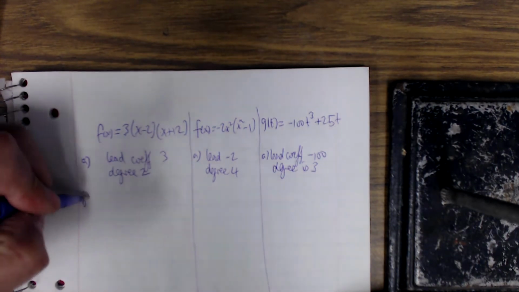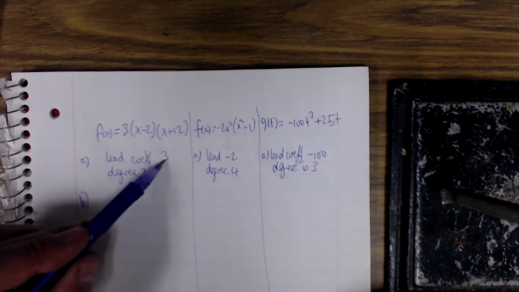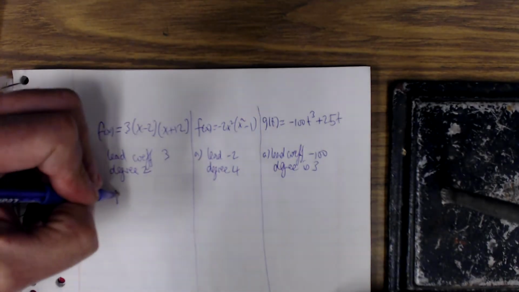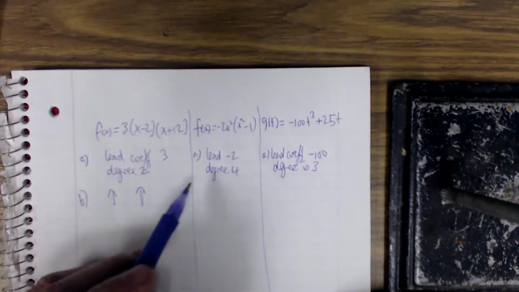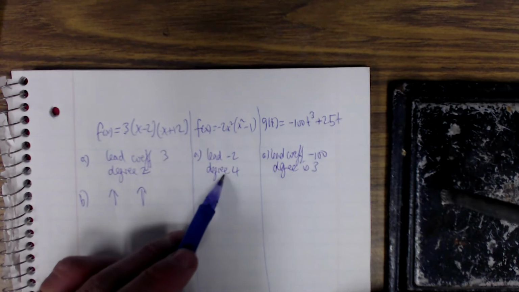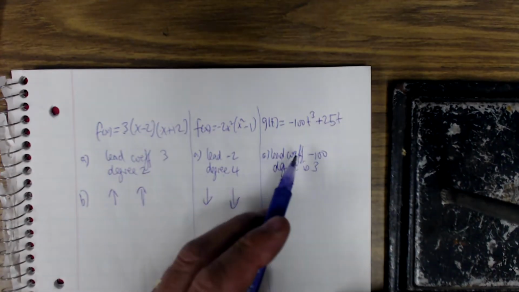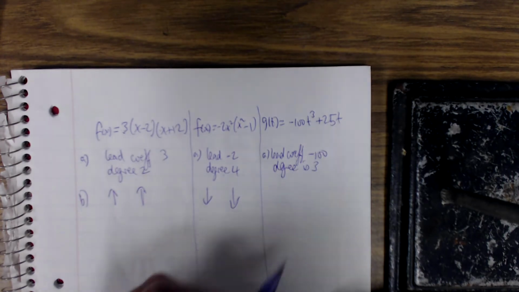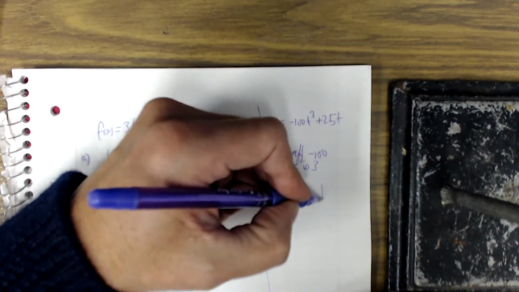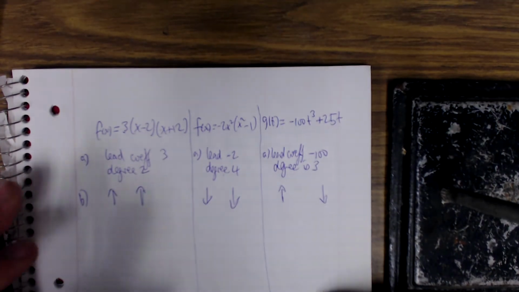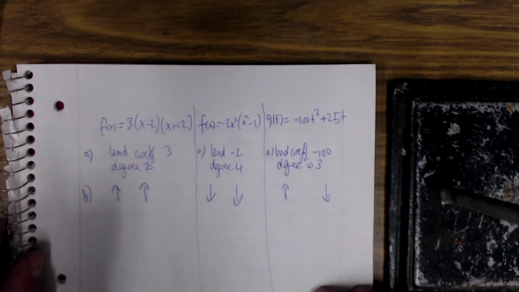We want to know what the end behavior is. The leading coefficient is 3, the degree is 2, this is positive, so it's up, up. The leading coefficient is negative, it's an even degree, so it's down, down. The leading coefficient is negative, it's odd degree, so it's up, down. Remember, you're allowed a note card, so you can write these facts down on your note card.